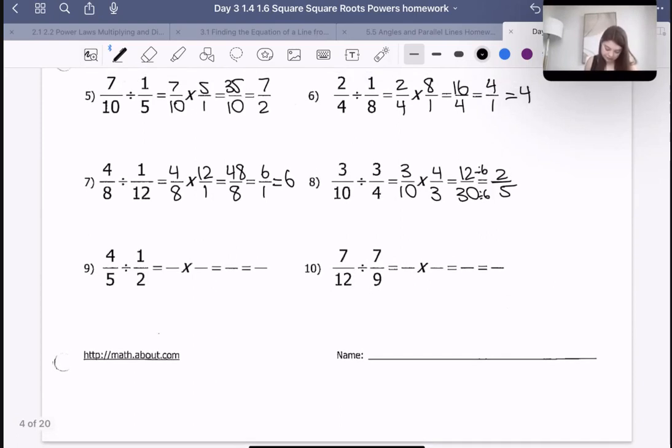Okay, let's do number 9. Number 9 says 4 over 5 divided by 1 over 2. Well, that's 4 over 5 times 2 over 1. So that's going to be 8 over 5, and that cannot be reduced further, right?